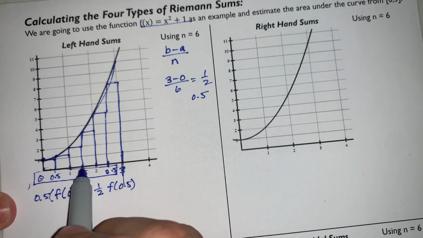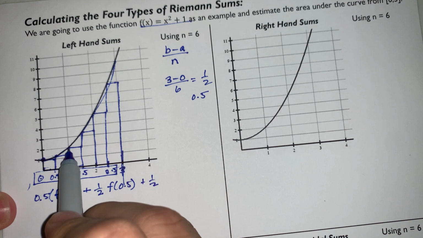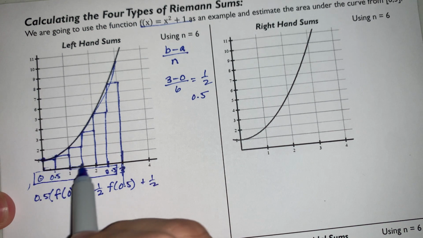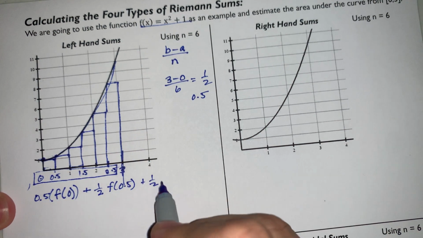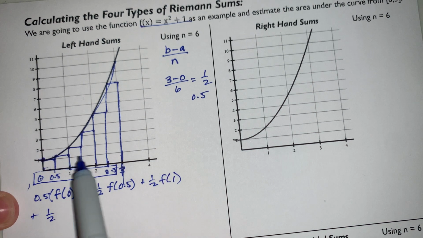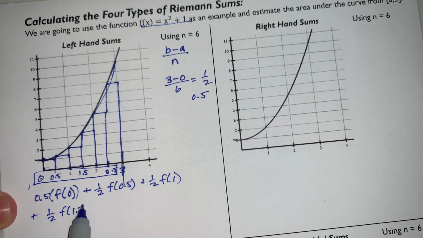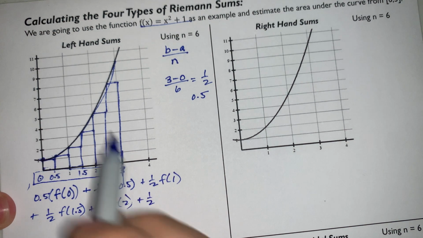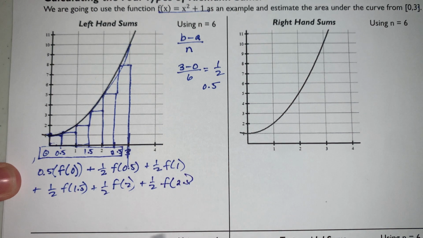Now for this rectangle, the width is 1/2 again. And then the height, it looks like 2, but you have to think about if I plug in 1 into that. But yeah, it is 2. But we'll just say f of 1 to keep it general. Plus, hopefully you guys see the pattern here, plus 1/2 times the height of this rectangle is f of 1.5, plus 1/2 times the height of this rectangle, f of 2, plus 1/2 times the height of this rectangle, f of 2.5.